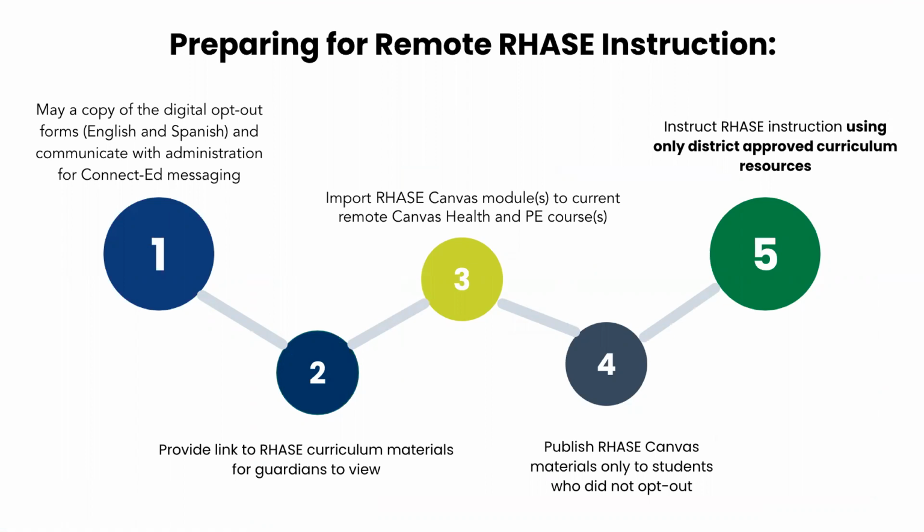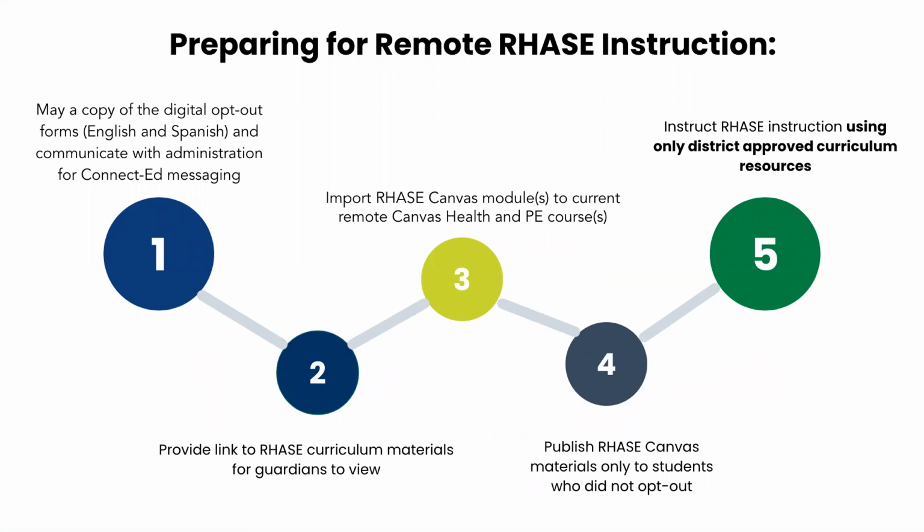So the steps again: make a copy of the digital opt-out forms, share that copy link with your administration, and share that copy link form with your parents and guardians so that you can view the responses of those parents and guardians who say, nope, I don't want my child to be participating in RHASE instruction. Sometimes number 1 and number 2 in this order kind of work simultaneously. You're going to have to give that link to your curriculum materials for guardians to view.